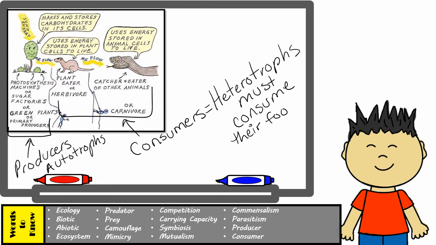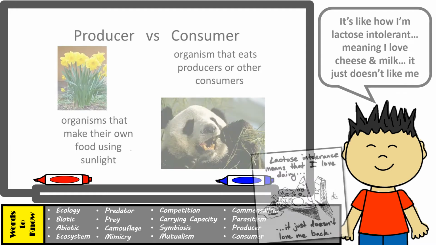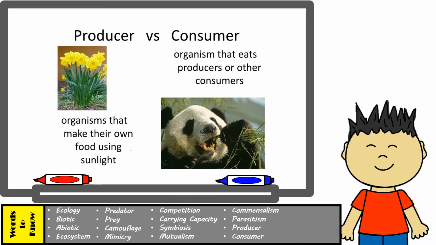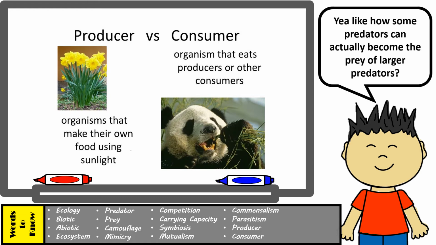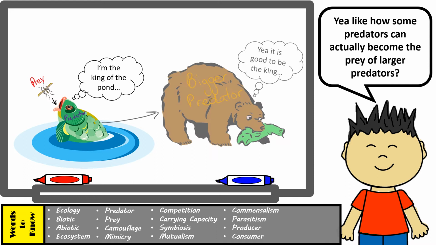Consumers can be further classified based on what they can eat or consume. No, Alex, not like that, but thanks for sharing. What I'm referring to is the type of food that organisms consume, such as eating producers or other consumers. Yes, you're right, Alex. Predators can also be prey, depending on what type of consumer they might be. For instance, fish act as predators when they're eating insects, but then they can actually become prey if they're getting eaten by a bear.